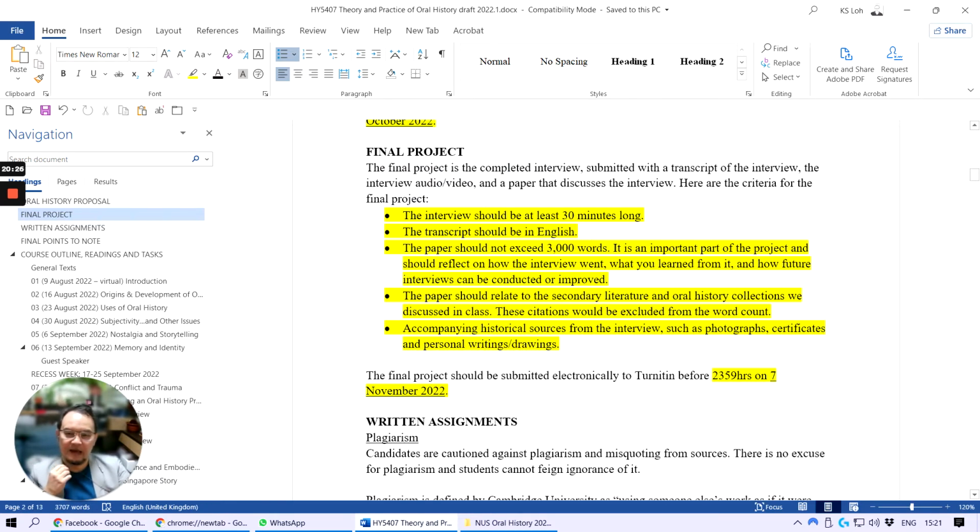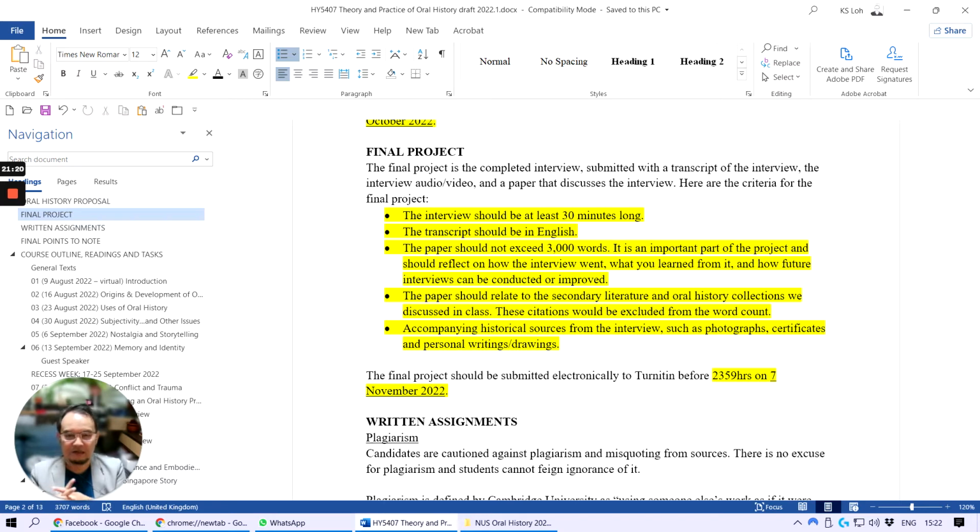What else do I want to say? Okay, I should say that the paper for this final project is not about how good the interview went. It doesn't mean that if you say the interview didn't go well, I will give you a poor grade. What I want to see is whether you are aware of how the interview went, and you are able to reflect on your own interview. I think that is the best way to learn from an oral history interview. It's actually the best way to learn from anything if you are self-aware, right? So I'd like you to be honest in this final project.